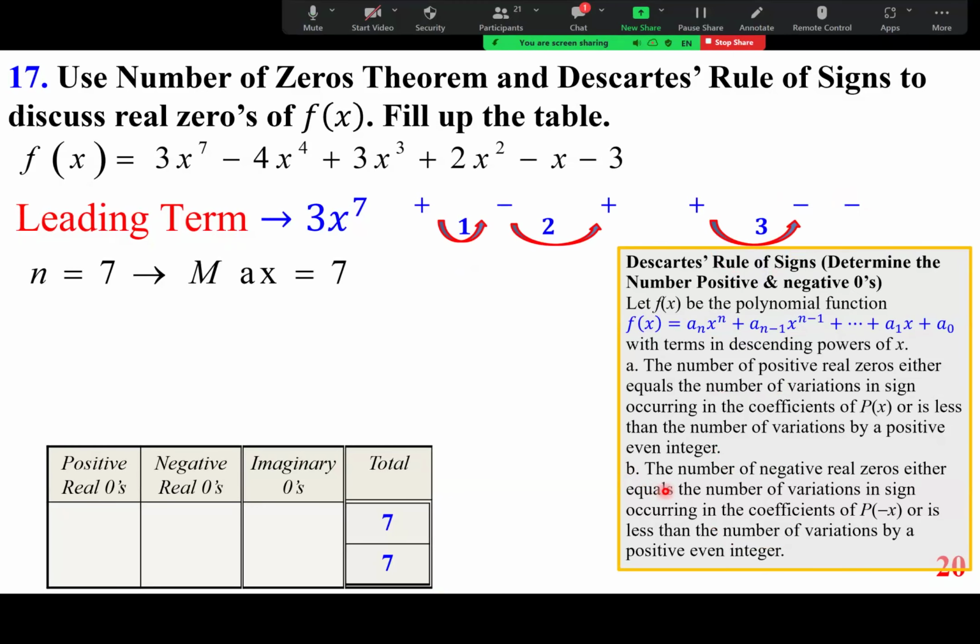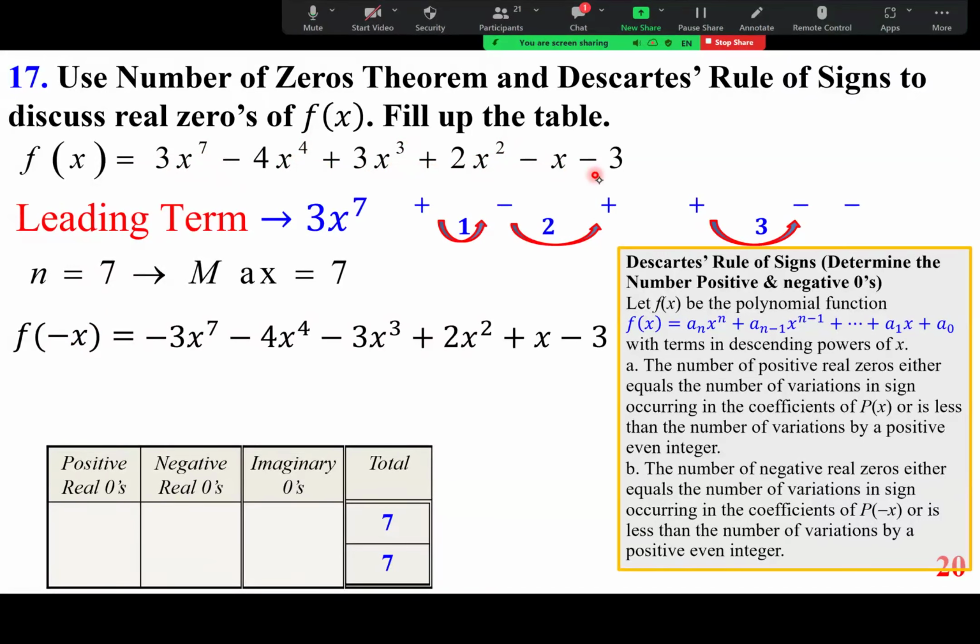Now, part B. The number of negative real zeros either equals the number of variations in signs occurring in the coefficients of p of minus x or is less than the number of variations by a positive even integer. So we are going to evaluate f of minus x. And remember what happens. Anything that has an odd exponent changes sign, and even does not. So if I put minus x here, it becomes 3 times minus x to the power of 7. So this becomes minus 3x to the power of 7. This doesn't change because I'm changing x to minus x and the exponent is even. This one, the exponent is odd, becomes minus 3x cubed. The exponent is even, remains plus 2x squared. This one changes to plus x and minus 3 remains.